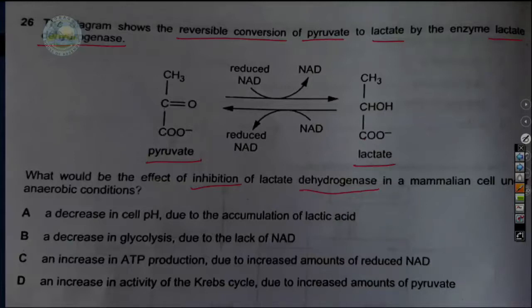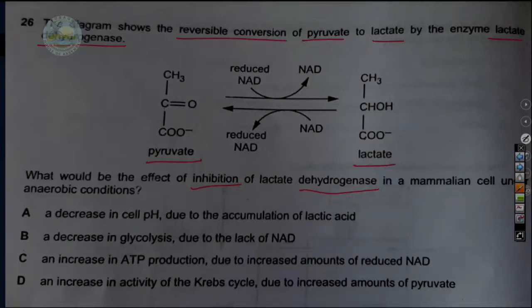A, a decrease in cell pH due to the accumulation of lactic acid. Good. We know we will have a decrease in cell pH if we have an accumulation of lactic acid. A decrease, but that is if we are going to have lactic acid. If we block lactate dehydrogenase from occurring, will we have an increase in lactic acid?